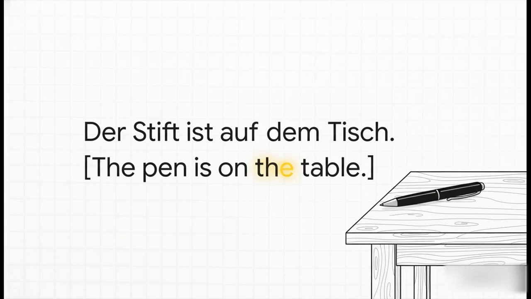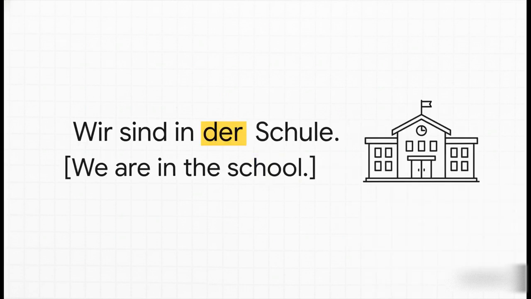Let's go back to our pen, remember? So the table is der Tisch. That's a masculine noun. So if we answer the question, wo ist der Stift, we say it's auf dem Tisch. You see that? Der flipped to dem. That's the dative case right there in action. Okay, let's try another one, this time with a feminine noun. The school is die Schule. So if someone asks, wo seid ihr? Where are you guys? You'd say, wir sind in der Schule. See? The feminine die changed to der.